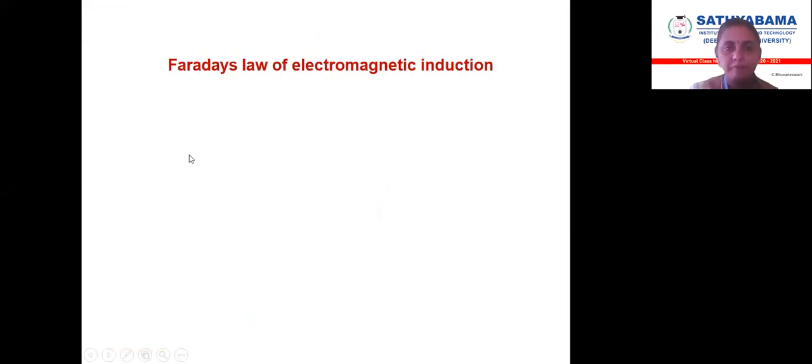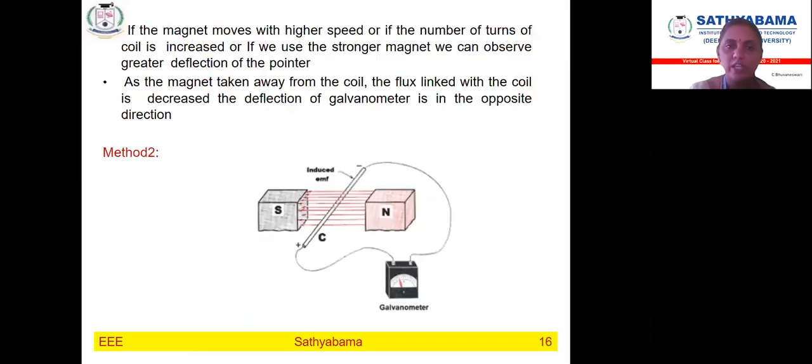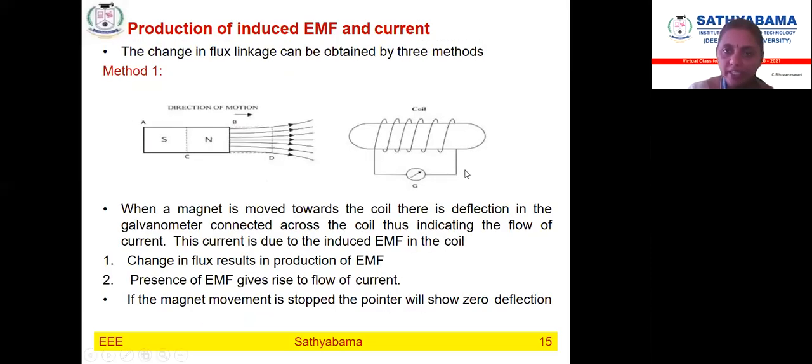Next, method three. Now method three, we are going to have it as the statically induced EMF. Okay, statically induced EMF, what did I tell you? There is going to be no movement. Okay, but there will be change of current flowing in the coil. Okay, this coil we have, right? This coil, the current flowing will be changed. Okay, so how to do that?